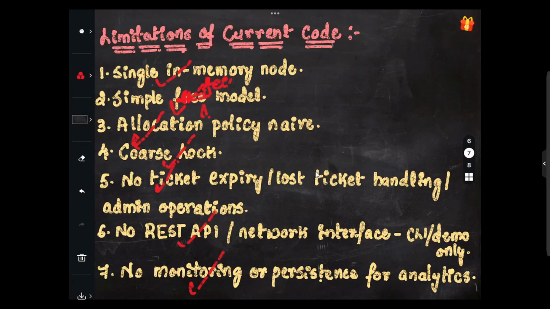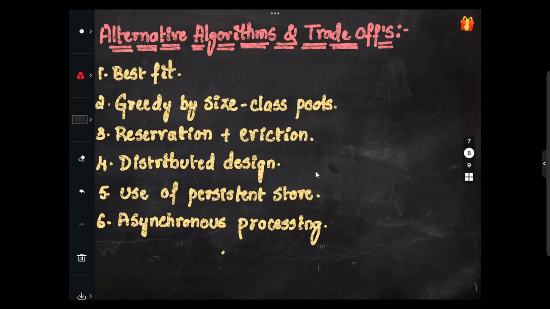So these are some of the limitations of the code that we have written. Next, let's discuss some alternative algorithms that we can make use of and also the trade-offs, nothing but the summary part. So we can go with best fit here. By making use of the best fit algorithm, we can reduce the fragmentation by choosing the smallest fitting slot.